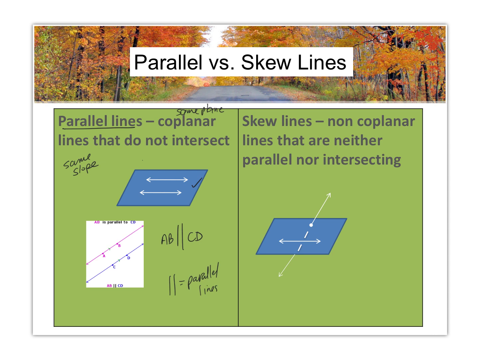Now, skew lines are a little bit different. Skew lines also do not intersect, but the difference is that skew lines are non-coplanar, so they're not on the same plane. And they are neither parallel nor intersecting. So they never cross each other, but they're not parallel to each other either. The reason for this is that if they're on the same plane, they have to be parallel or intersecting. But being that they're not on the same plane, they could actually never intersect without having to actually be parallel.